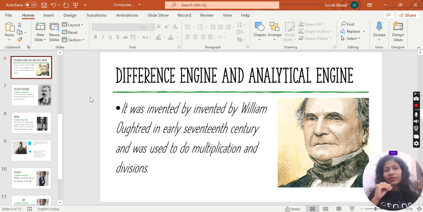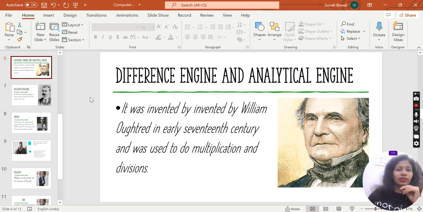Charles Babbage developed only these two machines. The first machine he developed was the difference engine. The second was the analytical engine, which was used for complex calculations like multiplication and division. So mathematical calculation was made easy, and multiplication and division were also made easy.